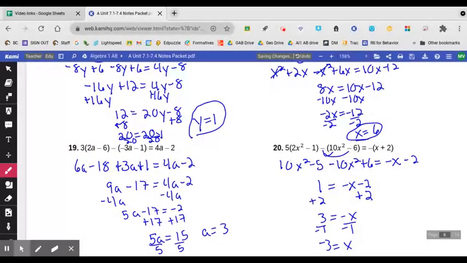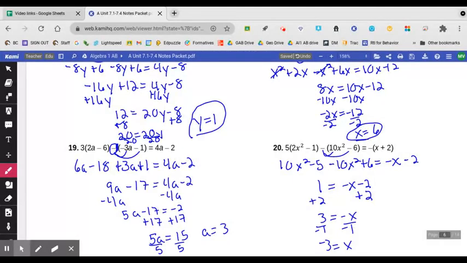19, I start out by distributing. This minus sign is like distributing a negative 1. So I multiply everything inside those parentheses by negative 1. Combine like terms. Subtract 4a. Add 17, divide by 5, a equals 3.